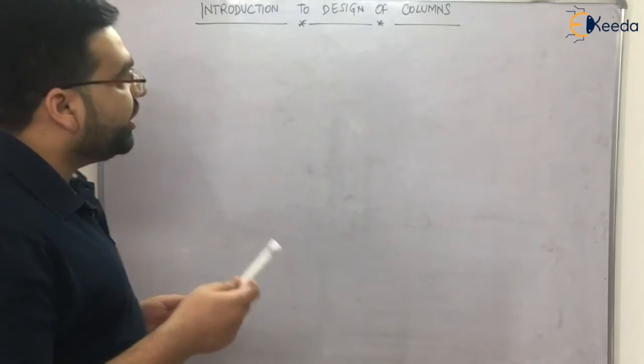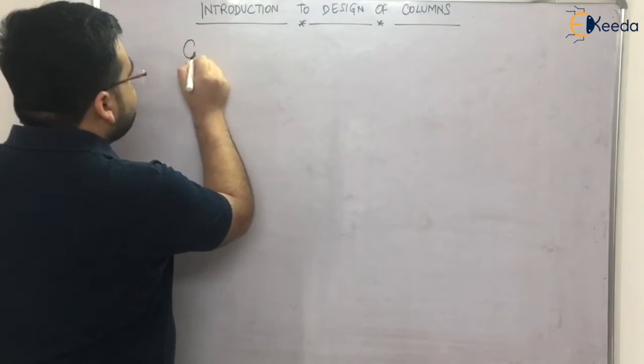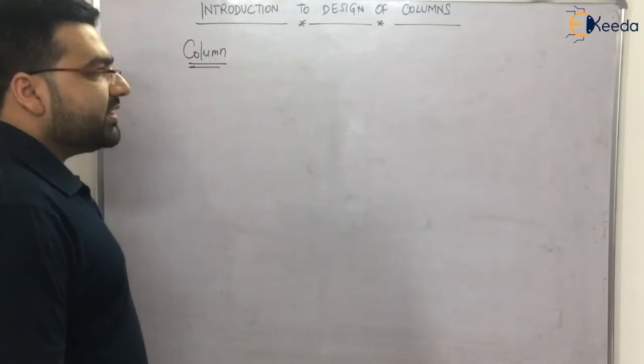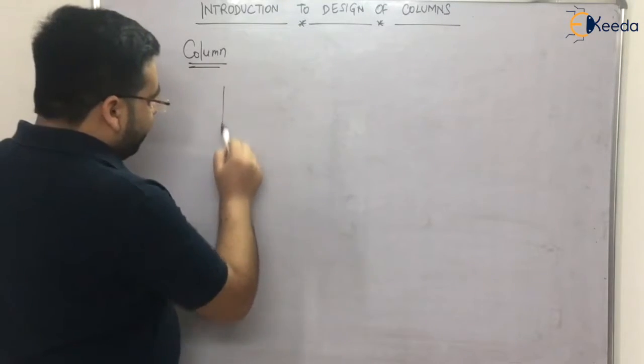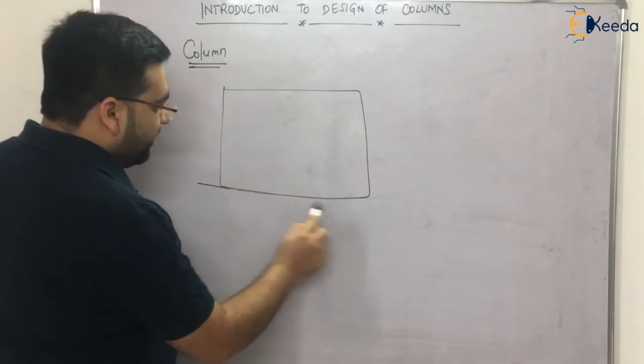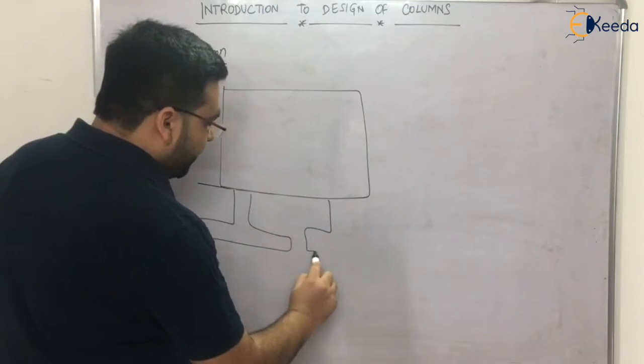First of all, I will give you an introduction. So let us first of all understand what a column actually is. For example, this is a building. This is a front view of the building. This is a plinth level, and this is a foundation. Clear? This is the foundation of the building.